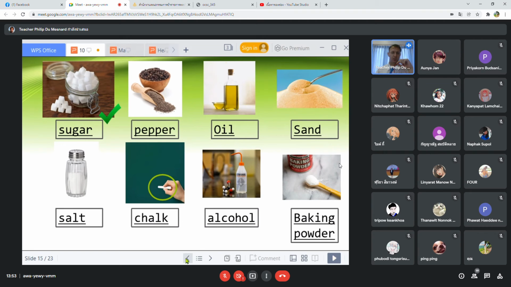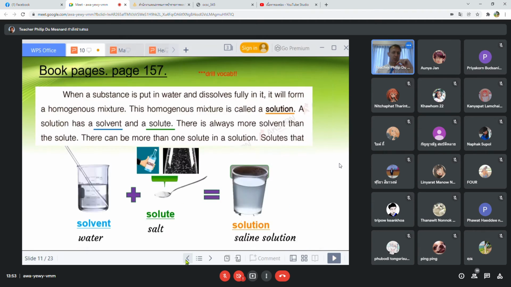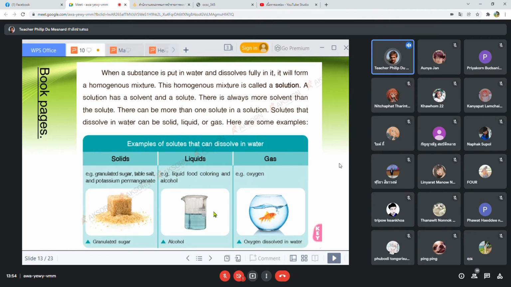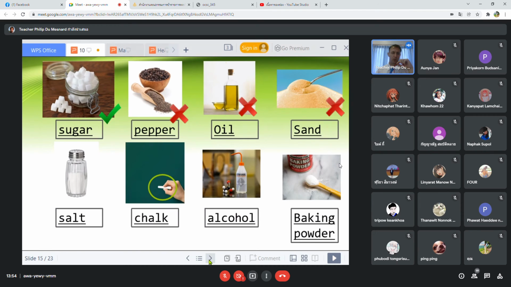Oh, alcohol, yes. I will show you again. Here we are. Here's the alcohol. Alcohol, yes. Alcohol can dissolve in water. And again, this page also shows you, yes, alcohol can dissolve in water. Okay, so salt, yes. Chalk, no. Alcohol, yes. And baking powder? Yes. Good job. Yes, it can. Okay, so some things it can dissolve and other things it cannot dissolve.